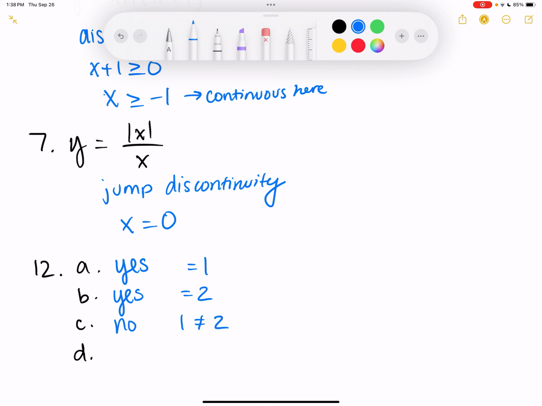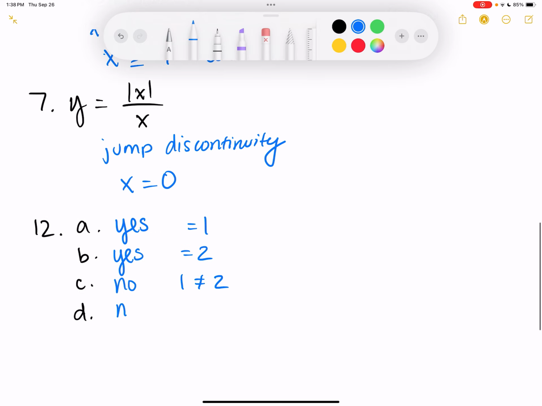Is f continuous at x equals 1? No. Why not? Because of the whole thing. Yep. What kind of discontinuity is that? Removable. Yep, removable.